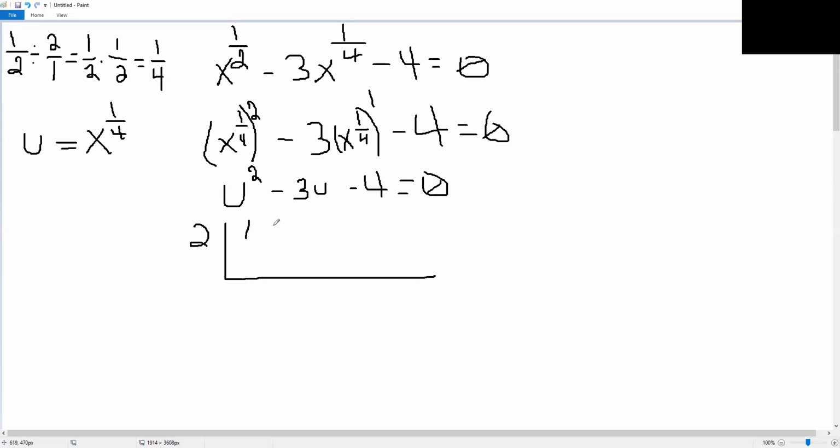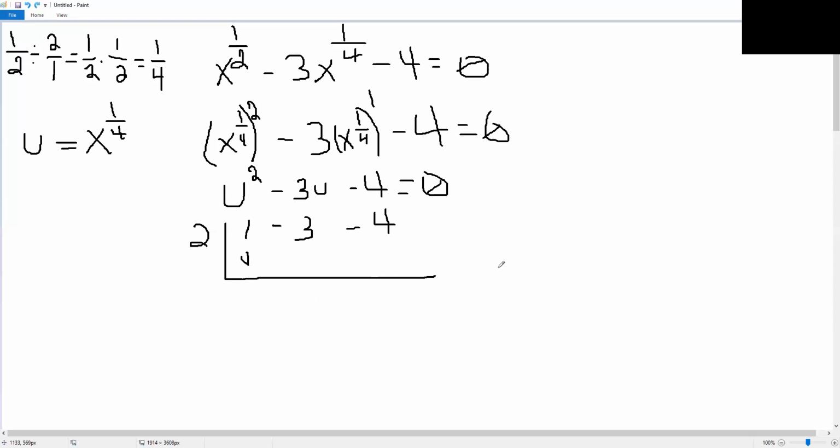2, got 1, negative 3, negative 4. Drop down our 1. 2 times 1 is 2. So this gives us negative 1. And then 2 times negative 1 is negative 2. That didn't work out either, did it?